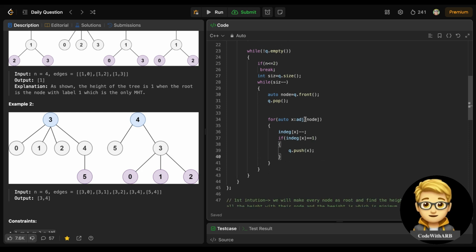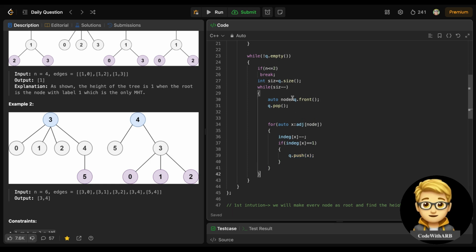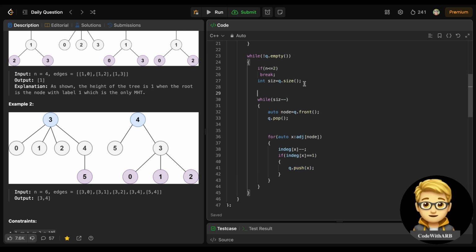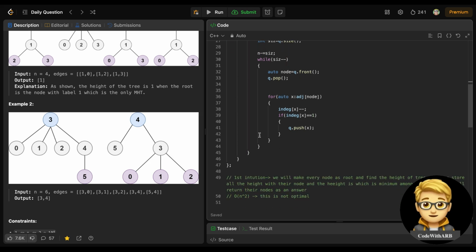So whenever I start treating the adjacency of some node, I need to decrement the value of its parent or child, right? So I will simply insert it in my queue, and also I need to decrease my size here, the number of nodes. Why? Because if n is less than 2, it will break, right?